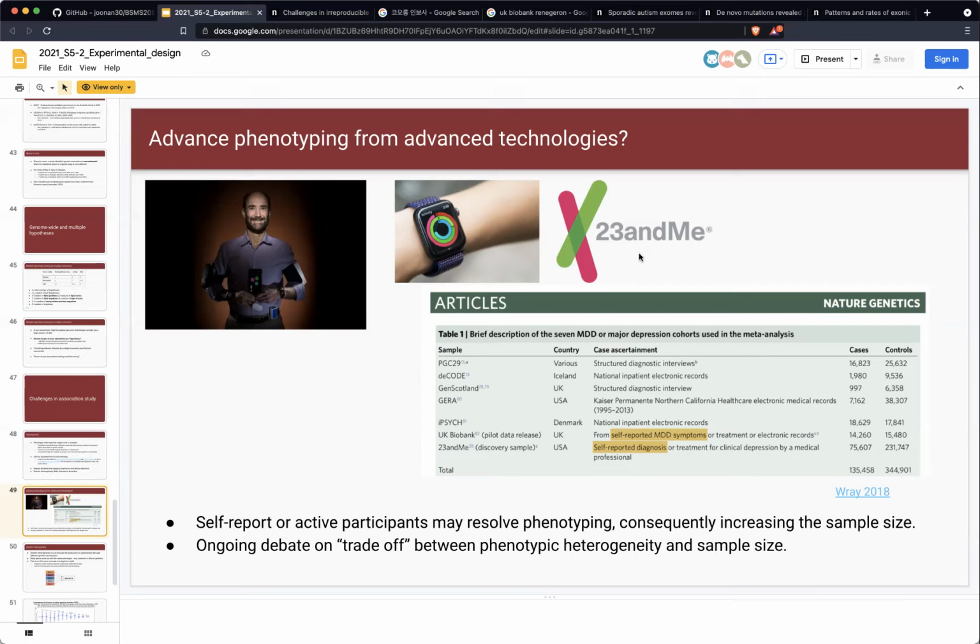One example is 23andMe. 23andMe is one of the large genomic companies in the US, and they collect genetic information and also health-related questionnaires, and they do genetic research based on that information.